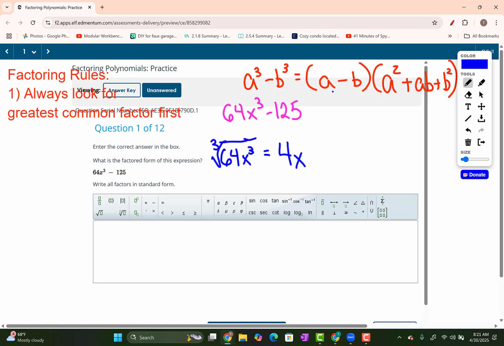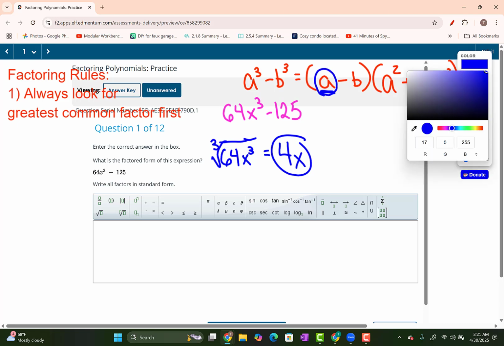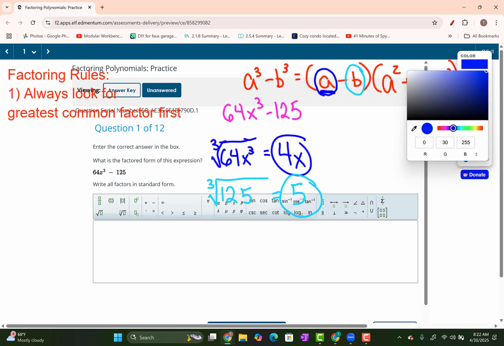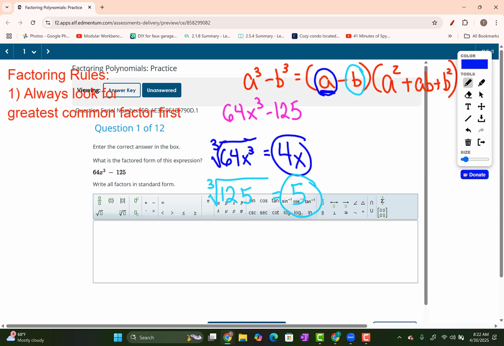So this 4x is going to be the a. And then to find the b, we're going to take the cube root of 125. Again, you can just stick this in the calculator if you don't know, but the cube root of 125 is 5. So that is going to be our b. So our a is 4x and our b is 5.